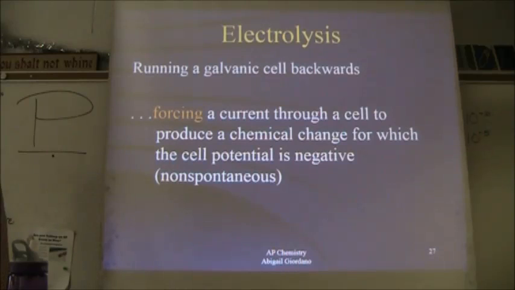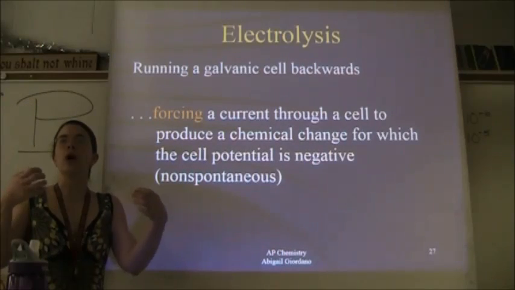Do you all remember from last class, maybe you do, maybe you don't, that when you run a galvanic cell, one of your metal electrodes is gaining mass over time and the other is losing mass over time?